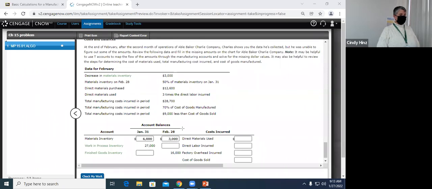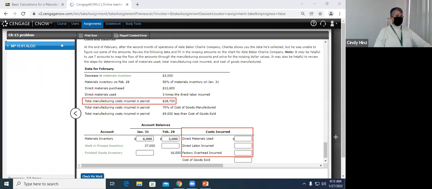Next. We discussed on Tuesday in our last class that the total cost incurred will always include the three components of product cost: direct materials, direct labor, and overhead. And we are told here that the total cost was $28,700. So once you've figured out what this one and this one are, we know that these three things together equal $28,700. So you can find the one that you still don't know, the factory overhead, by subtracting the two that you do know from that total.